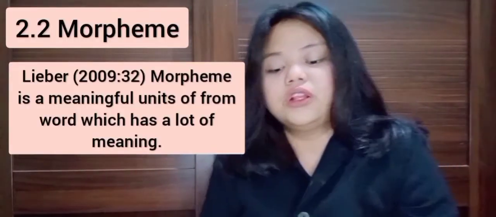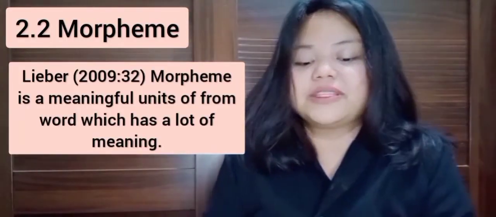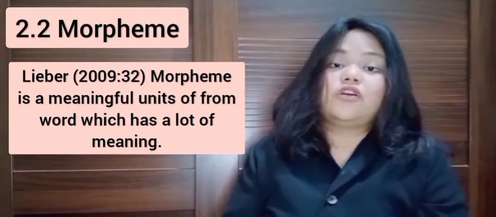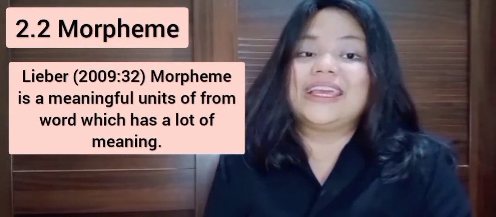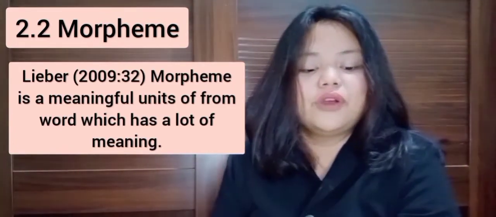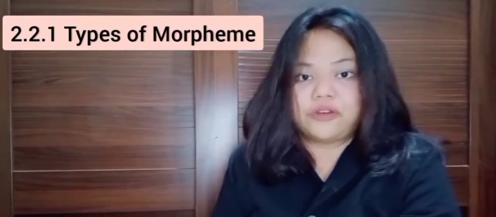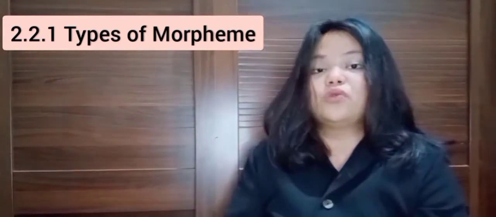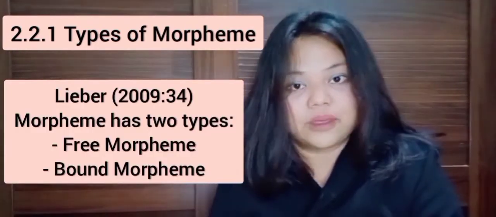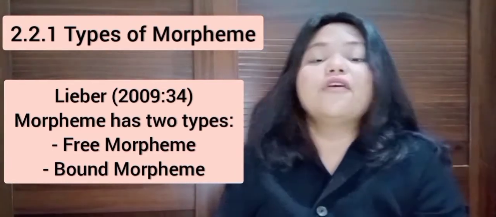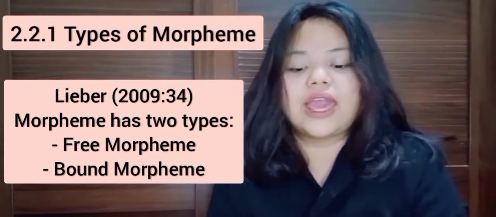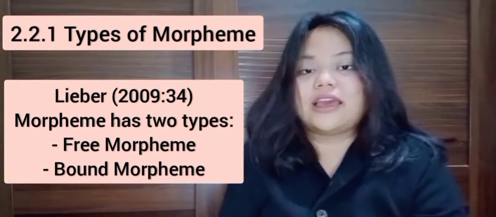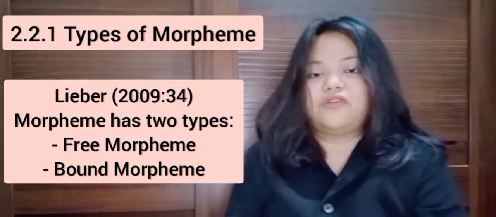According to Lieber, 2009, page 32, a morpheme is the meaningful unit of word form, which has a lot of meaning. The basic function of a morpheme is to give meaning in a word. Now we're going to the types of morpheme. Based on Lieber 2009, page 34, morphemes have two types. First is free morpheme and second is bound morpheme. A free morpheme can be found as a simple word, and a bound morpheme is a morpheme that cannot stand alone and needs another morpheme to complete its word.